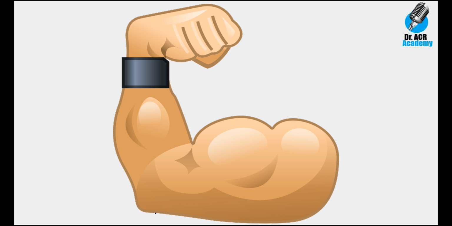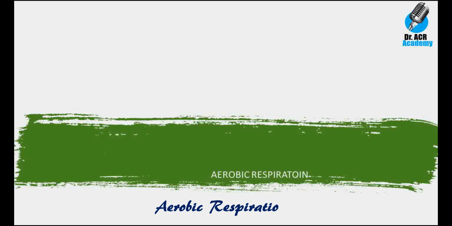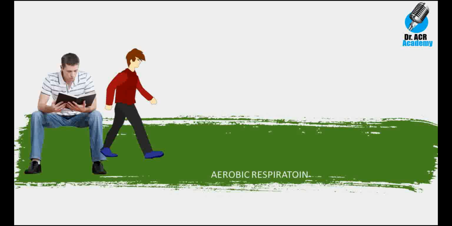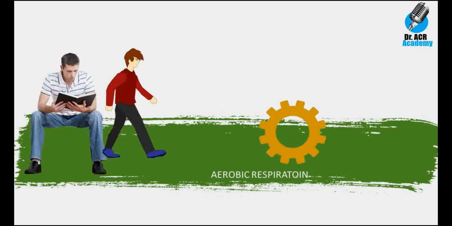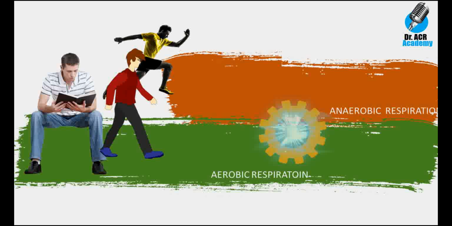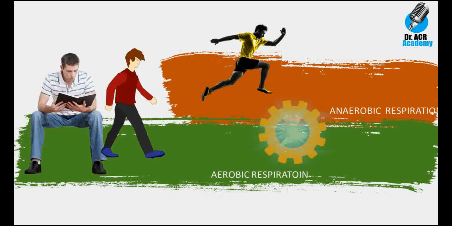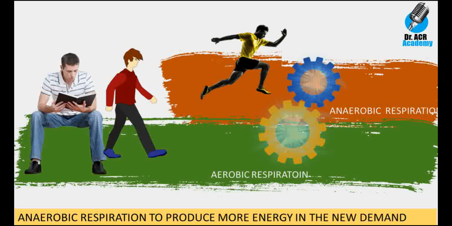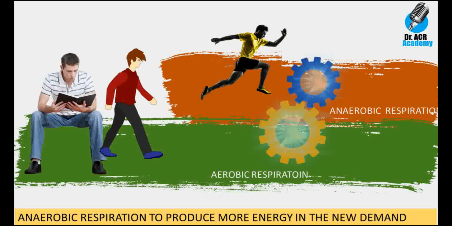The best quoted example is a muscle cell. During normal conditions like sitting and walking, the muscle cells produce energy by aerobic respiration. When we start running, the muscle cells need more energy in a short period of time. So, the body switches to anaerobic condition also, to produce more energy in the absence of oxygen.